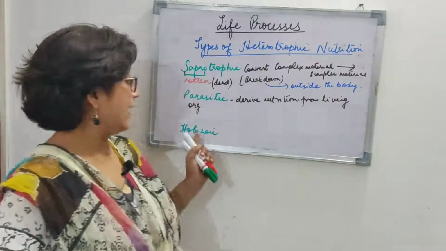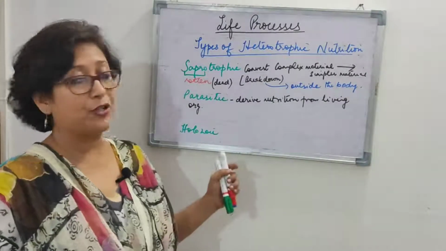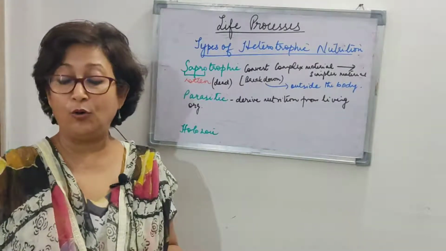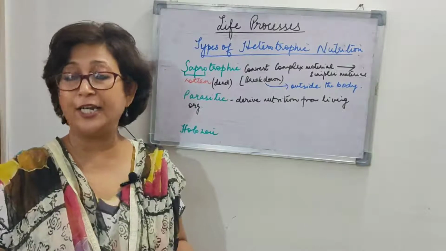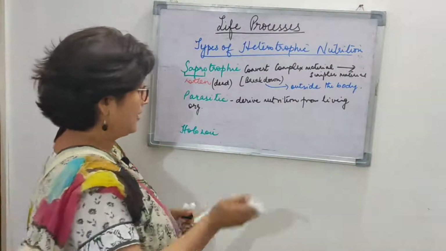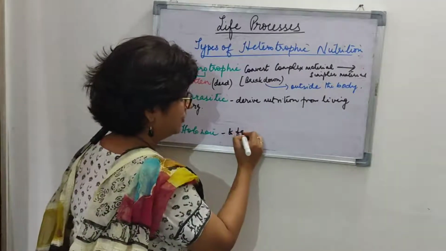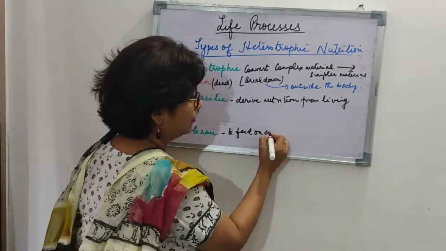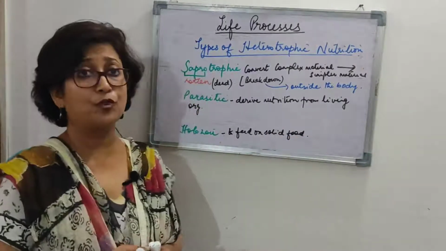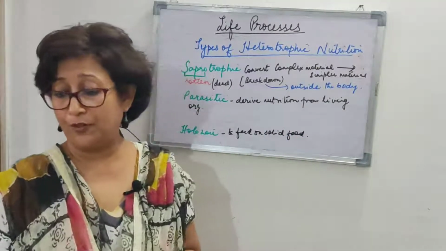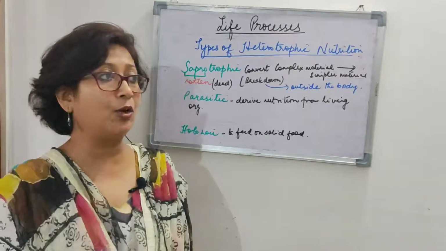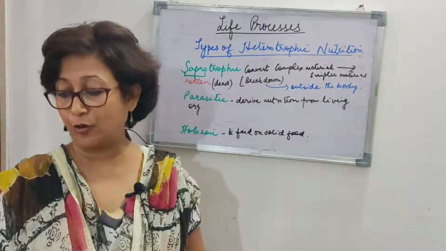Then we move on to the next type of heterotrophic mode of nutrition, which is holozoic nutrition. Now holozoic means feeding on solid food, right? So holozoic here means to feed on solid food, right? So we take in solid food, right? Now this solid food can be a plant or an animal product also.